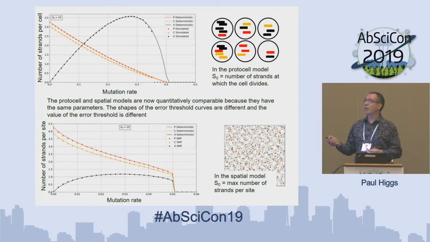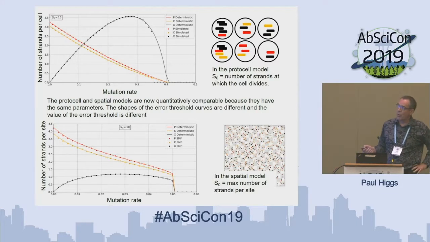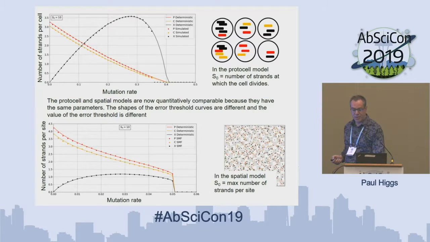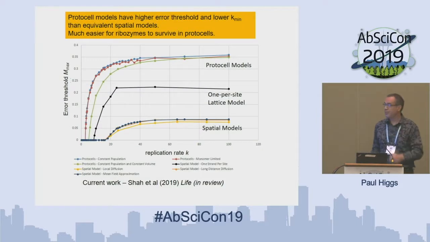What's different is the fact that in the cell model we have growth and division of cells. In the lattice model we have no growth and division, but we have diffusion between neighboring sites. So, while we do simulations of these things, we get different shapes of the error threshold curves, but qualitatively similar. You know, if there's no mutation, the red ones do well. You come to a point where mutation kills you, and this is the error threshold, and we want to know how the error thresholds compare in these different models.